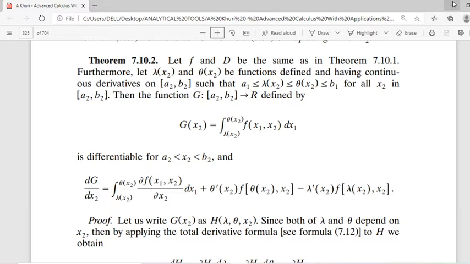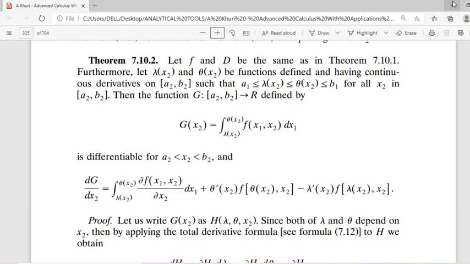So this is a very wonderful result, and we need this result for deriving some theorems in real analysis as well as in statistics. So we are trying to prove this theorem.